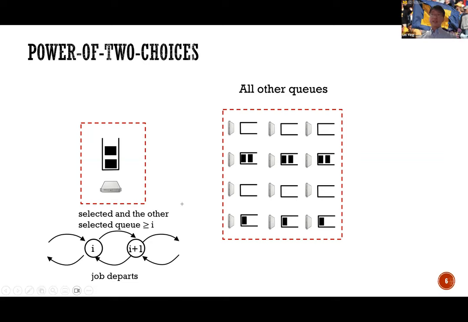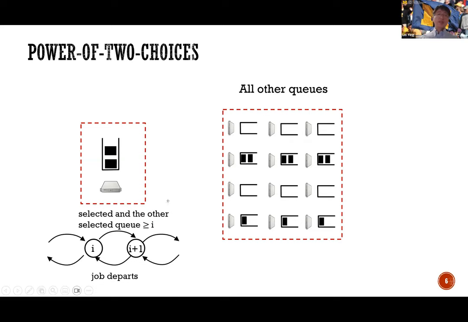So it's a simple birth-death Markov chain. And the departure part is very simple. Let's assume all the jobs have a service time of one, so the departure occurs with rate one.